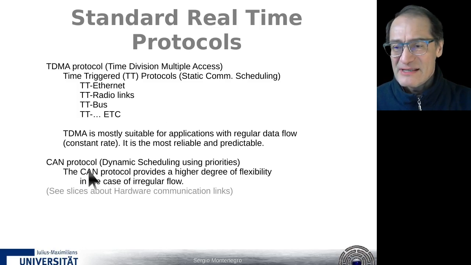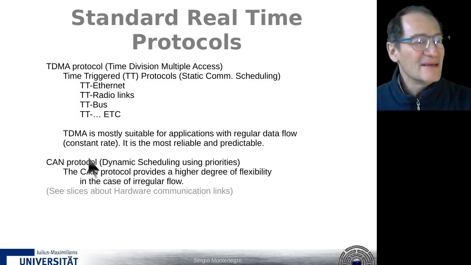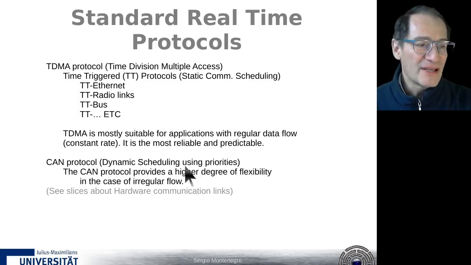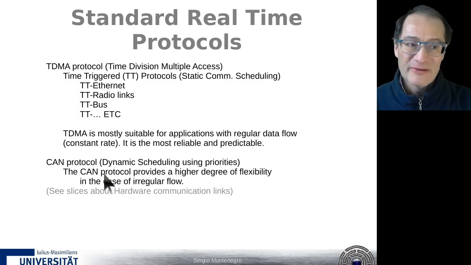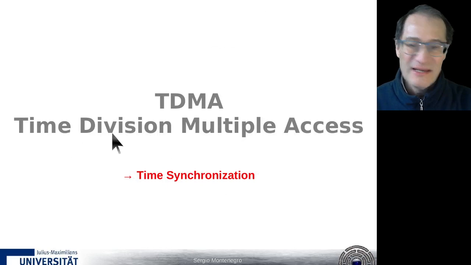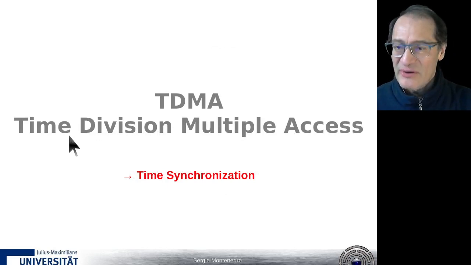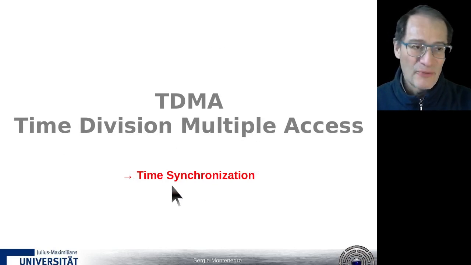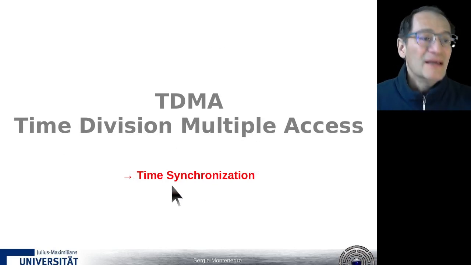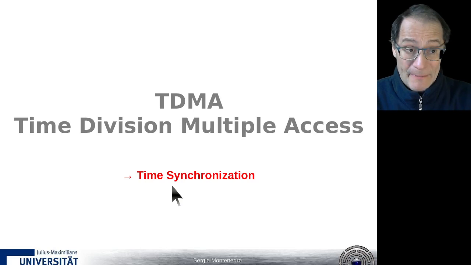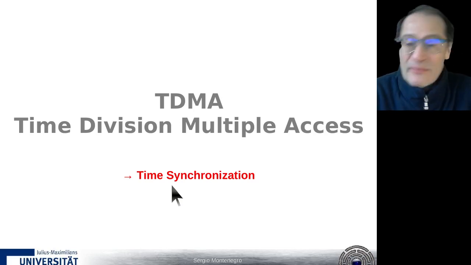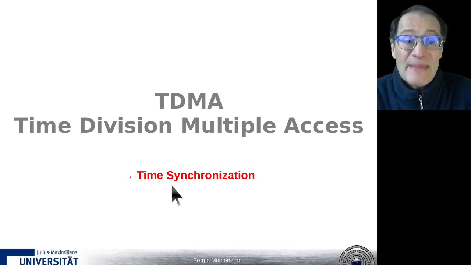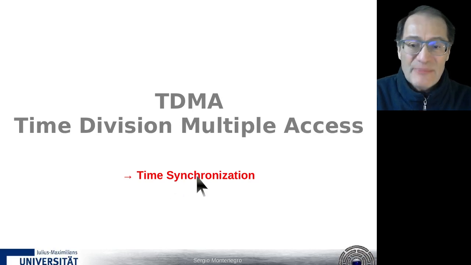For other cases, for example, the CAN protocol is good for dynamic scheduling using priorities, where we don't have a constant frequency or constant size of the messages. Okay, and now let's see how time division multiplexing works. Something very important: it's controlled by time. So all participants have to have the same time. And therefore, time synchronization is a very important issue.